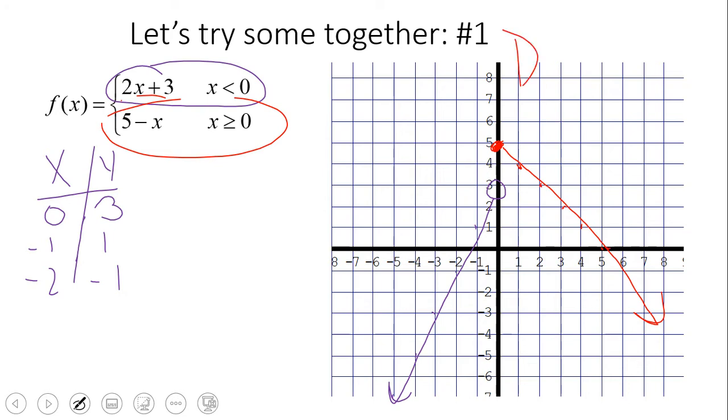So from here, again, the domain almost always for piecewise functions is all real numbers.